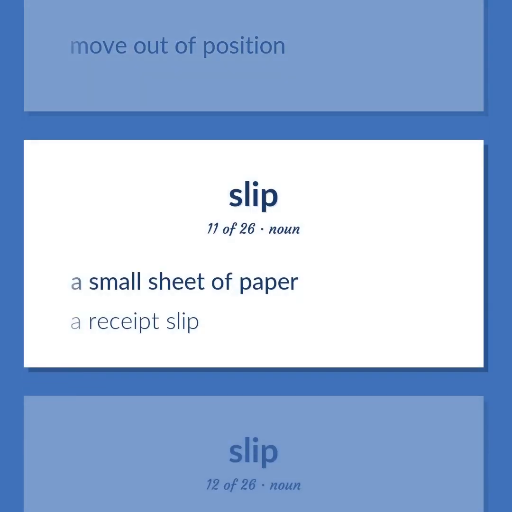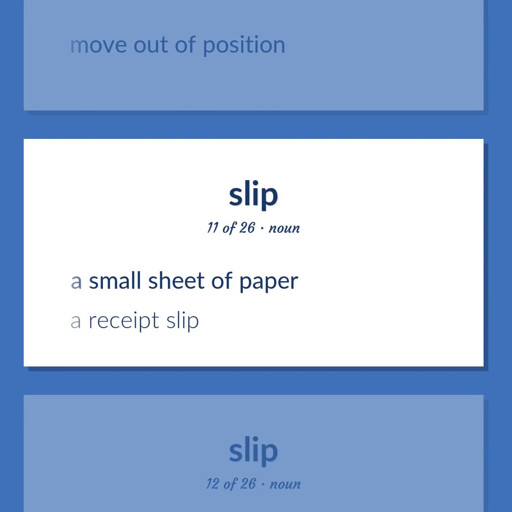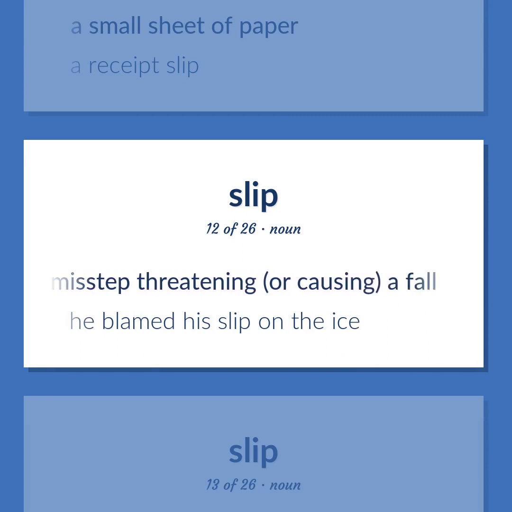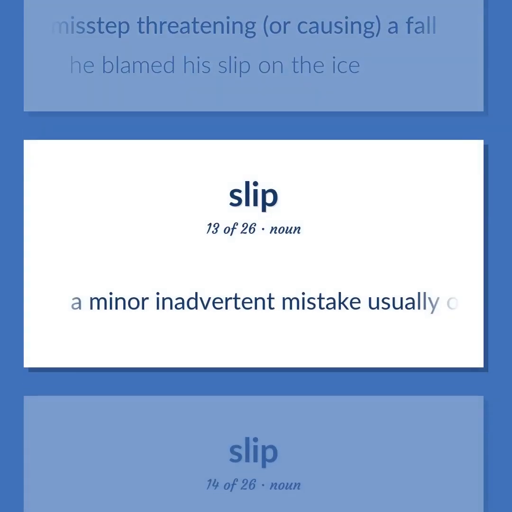A small sheet of paper. A receipt slip. An accidental misstep threatening, or causing, a fall. He blamed his slip on the ice. A minor inadvertent mistake usually observed in speech or writing or in small accidents or memory lapses, etc.